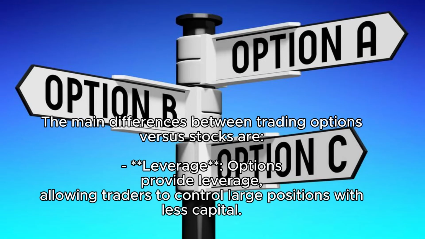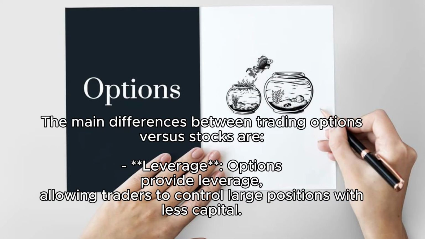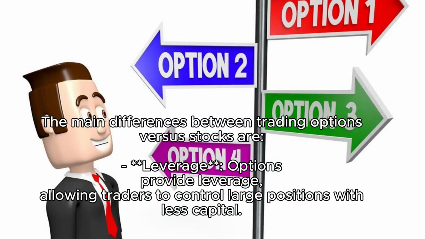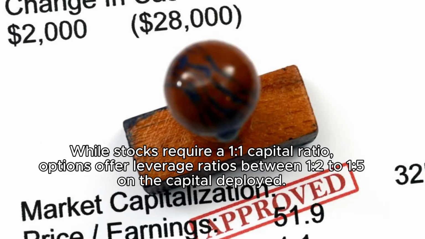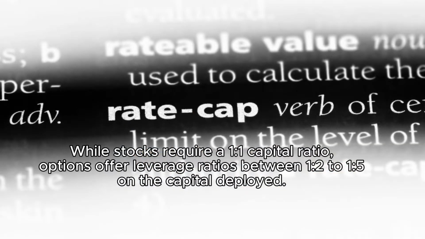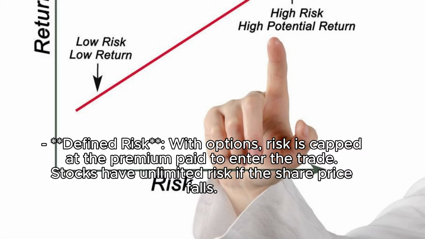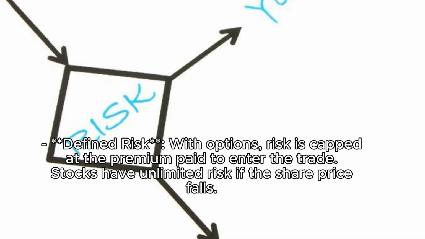Put options profit when the price of the underlying asset decreases. The main differences between trading options versus stocks are: leverage. Options provide leverage, allowing traders to control large positions with less capital. While stocks require a 1-to-1 capital ratio, options offer leverage ratios between 1-to-2 to 1-to-5 on the capital deployed. Defined risk. With options, risk is capped at the premium paid to enter the trade. Stocks have unlimited risk if the share price falls.